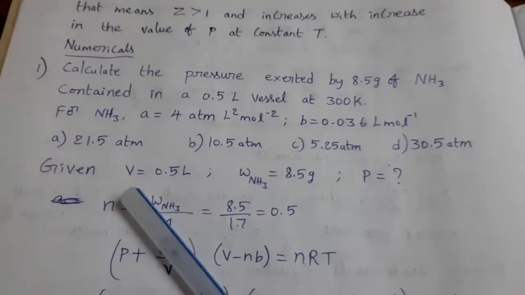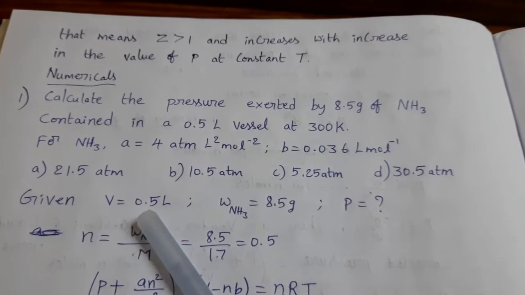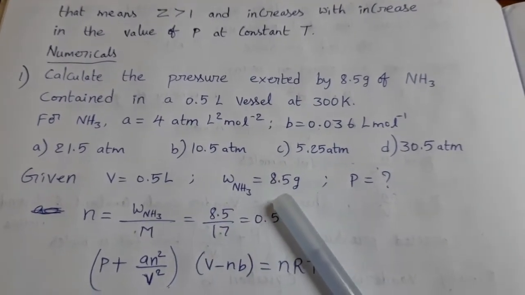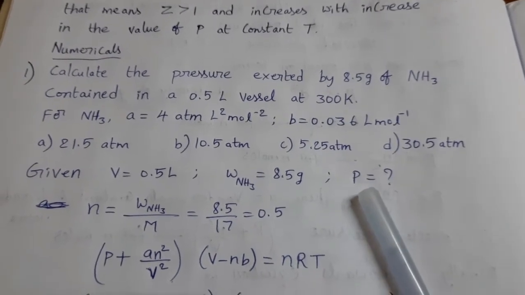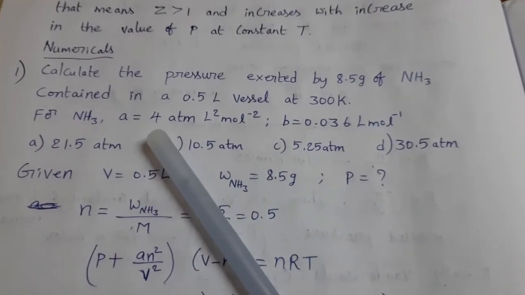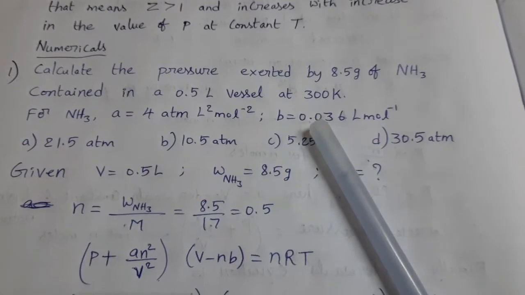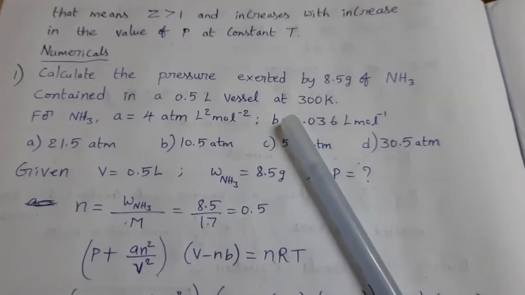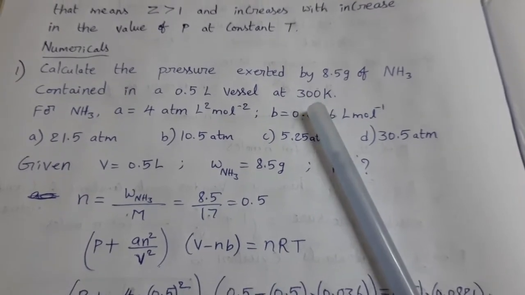Write down the given data. Volume V equal to 0.5 liters. Weight of the ammonia 8.5 grams. Pressure we should find out. And van der Waals constants a and b are given. Now, temperature T equal to 300 Kelvin.